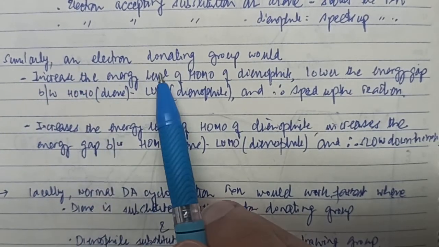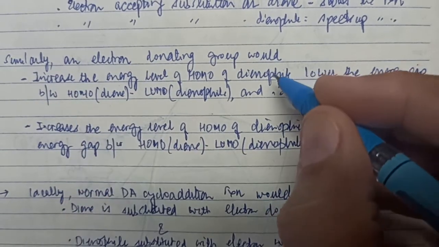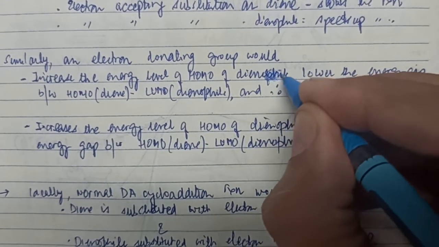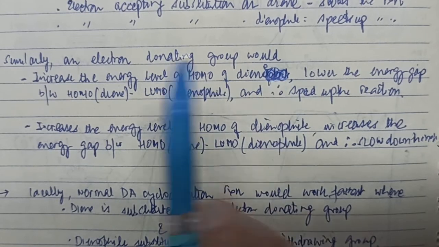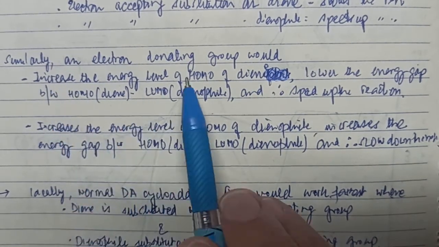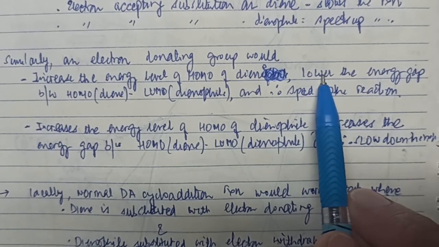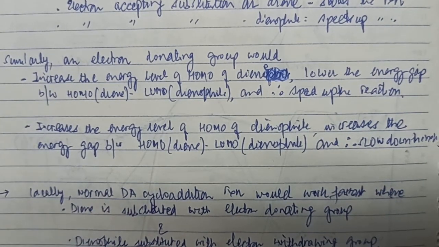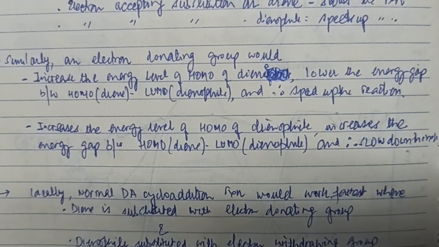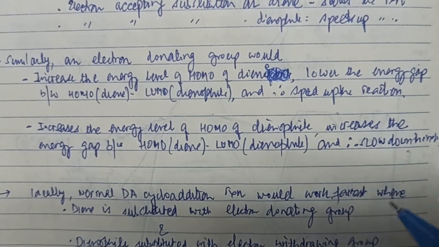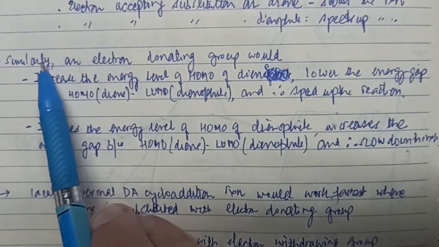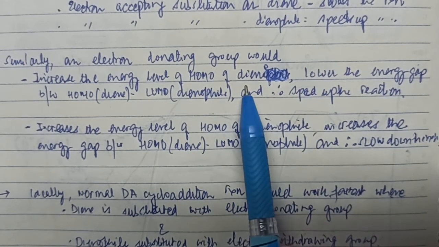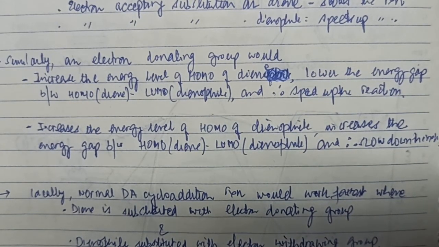Similarly, if we substitute an electron donating group onto the nucleus of a diene, what will it do? It will raise the energy level of the HOMO of the diene, and as a result, since in the normal Diels-Alder reaction it is the HOMO of the diene and the LUMO of the dienophile which are more contributing, since the HOMO is raised up in energy, the energy gap between the HOMO and LUMO is now reduced, and if the energy gap is reduced between the HOMO of the diene and LUMO of the dienophile, this speeds up the reaction. Therefore, substituting an electron donating group on the diene speeds up the normal Diels-Alder cycloaddition reaction.